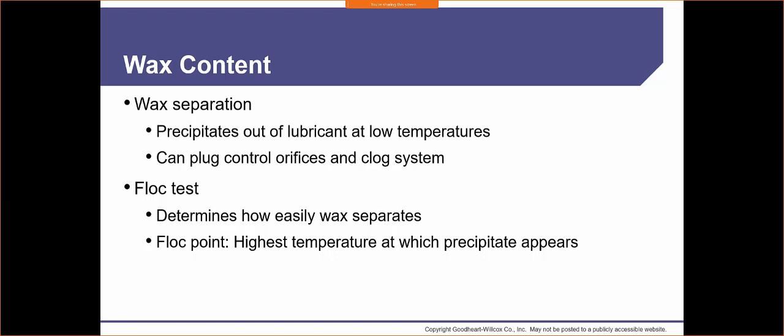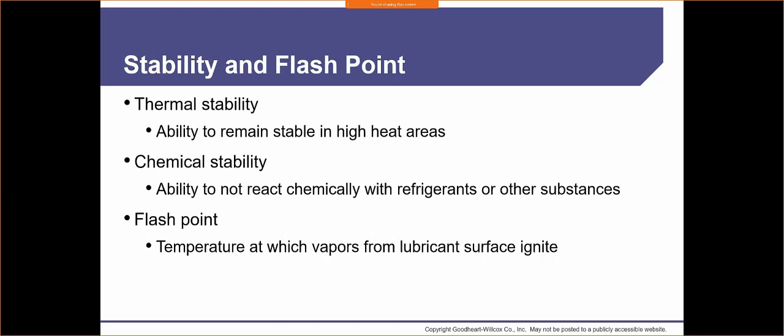All right, so we want to make sure that our lubricant stays together and doesn't start to separate. If we apply heat to a lubricant, it can break apart, fall apart. So we've got the thermal stability for it, and we also have chemical stability, to make sure that nothing happens to it when it reacts with refrigerants or substances. And then of course the flash point. If things get too hot, we may start to create vapors from that lubricant.